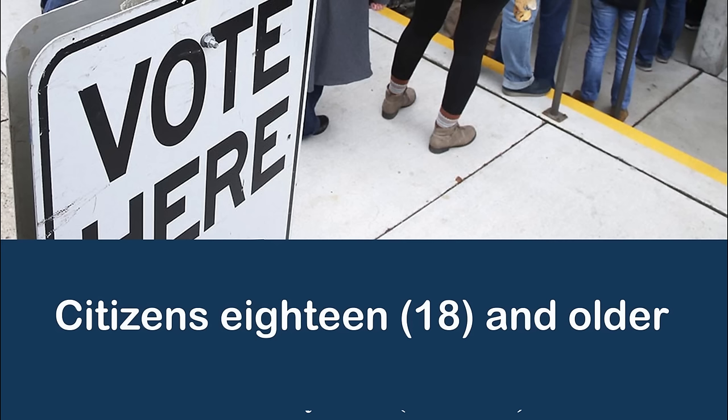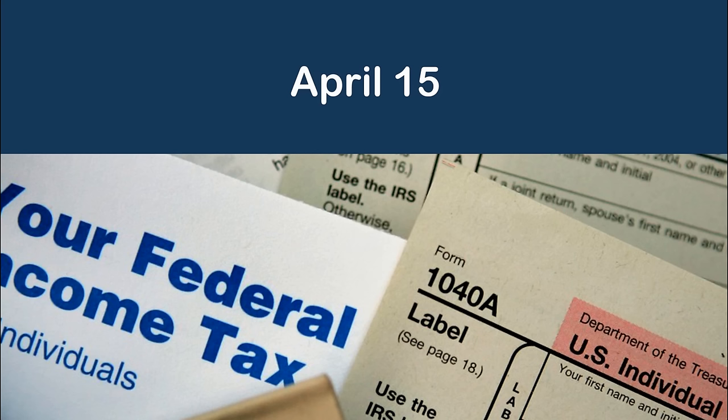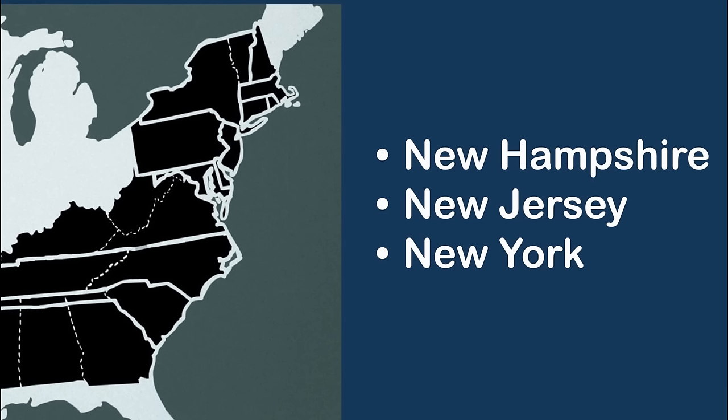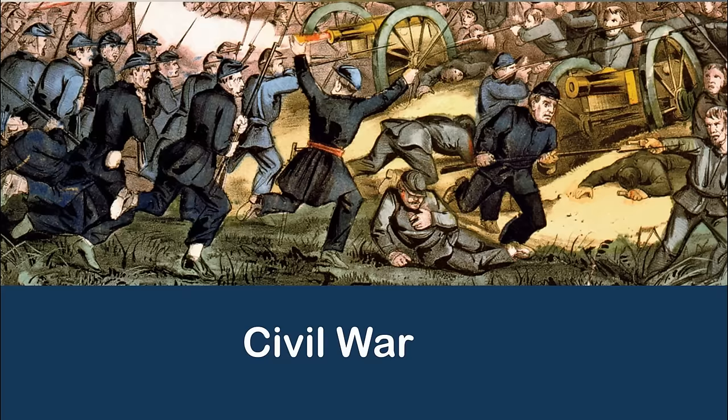Citizens 18 and older. When is the last day you can send in federal income tax forms? April 15th. There were 13 original states. Name three. New Hampshire, New Jersey, New York. Name one war fought by the United States in the 1800s. Civil War.